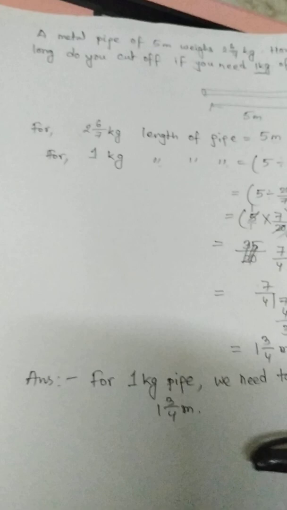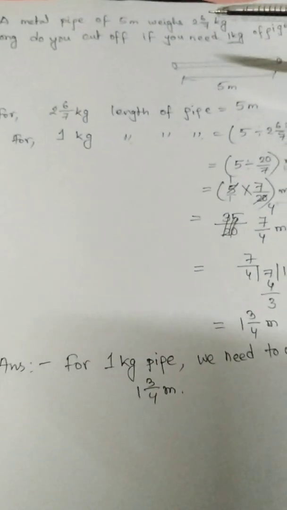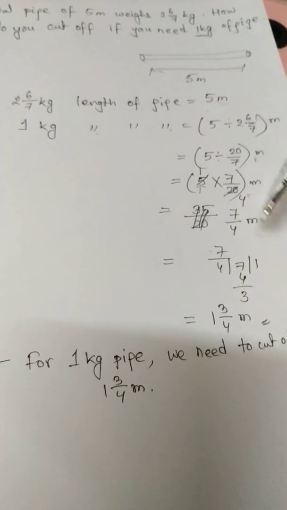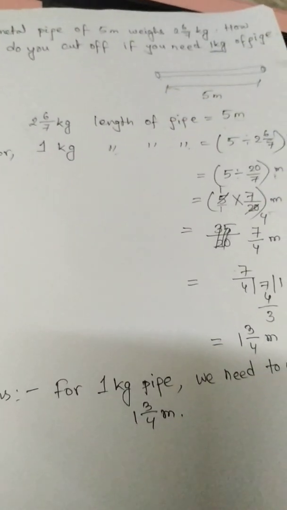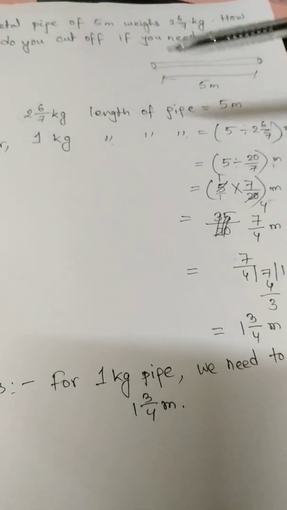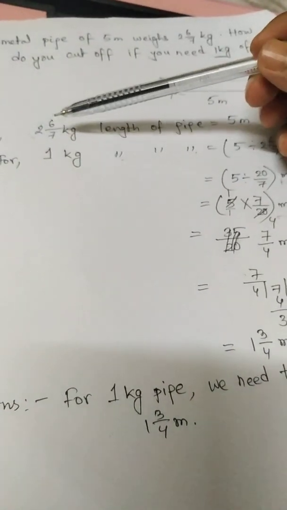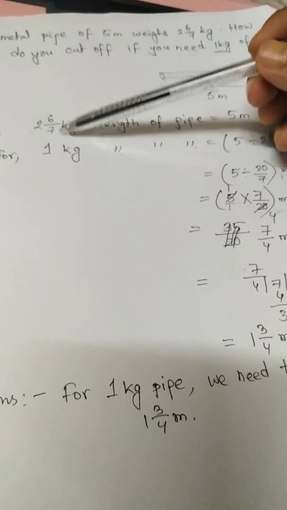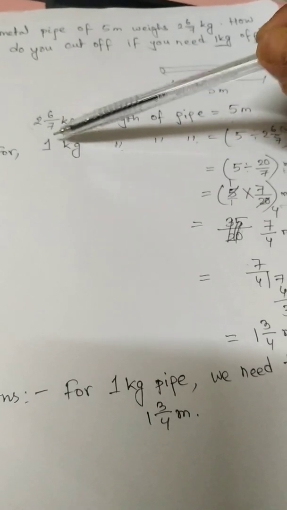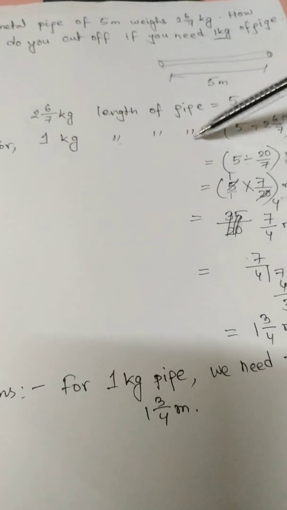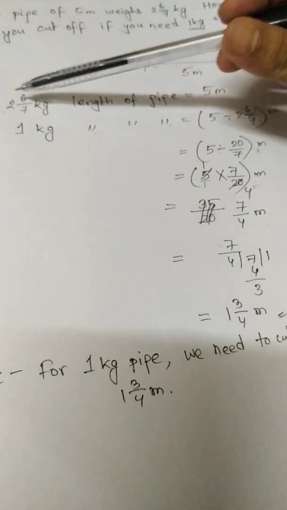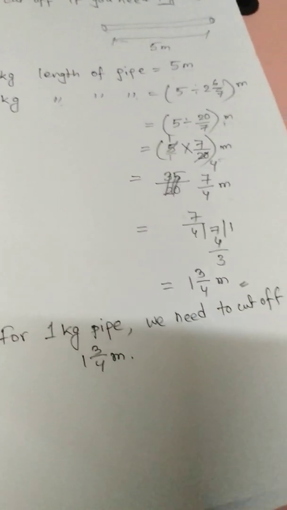So this is a word problem where we are using division of fractions. Very easy. This is also an example of the unitary method, where the length of the 26 by 7 kg pipe is given as 5 meter. So for 1 kg, what would be the length of the pipe? That is very simple. We just need to divide 5 by 26 by 7, and we can get the answer.